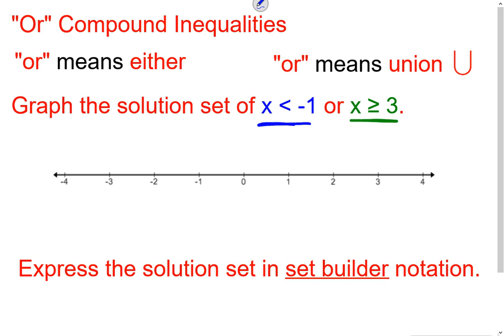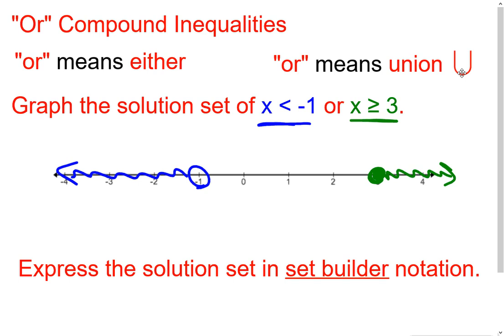So I just start and I graph x is less than -1. Go to -1. Now I have all of these numbers to the left because I want the ones that are less than -1. Then I have to go here and graph all the ones that are greater than or equal to 3. So equal to 3 is right there, shaded in, and then I want all the numbers to the right. I have just graphed the solution set to this compound inequality.